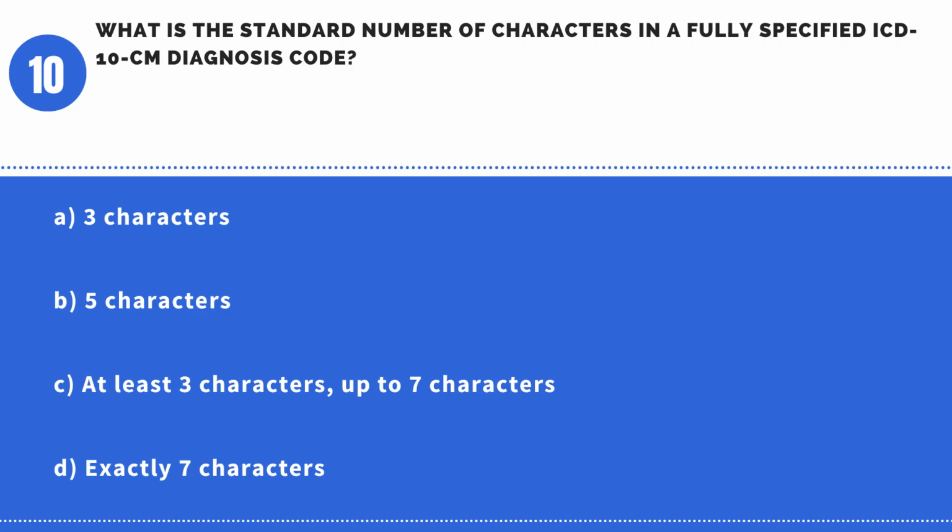Question 10. What is the standard number of characters in a fully specified ICD-10-CM diagnosis code? A. 3 characters. B. 5 characters. C. At least 3 characters, up to 7 characters. D. Exactly 7 characters.